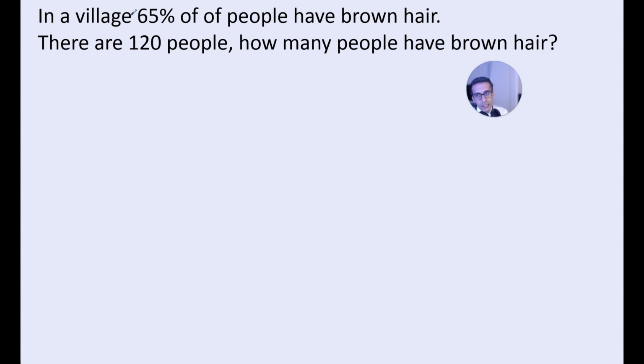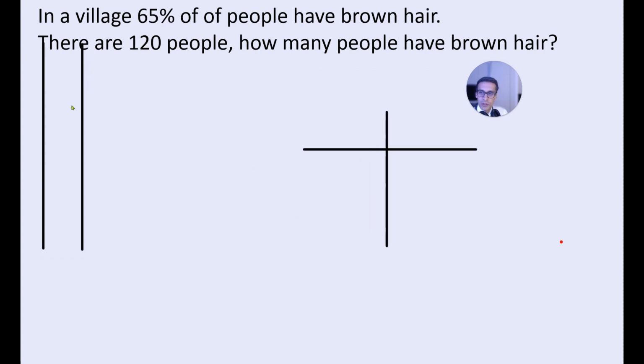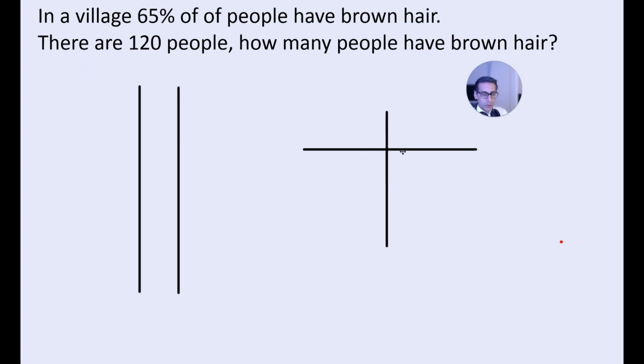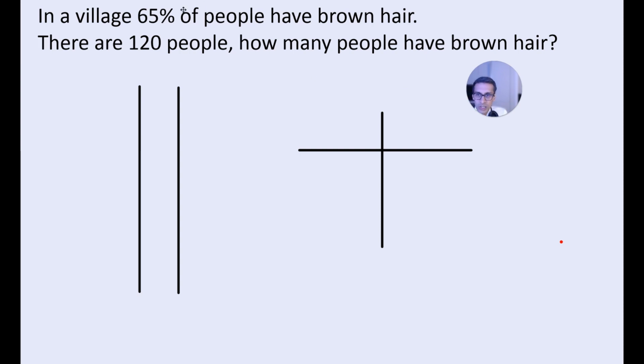Okay, so let's have a go with this. Let's put our diagrams in. So we can use whichever one we want to, either the double number line or the table. So in a village, 65% of people have brown hair. There are 120 people. How many people have brown hair?